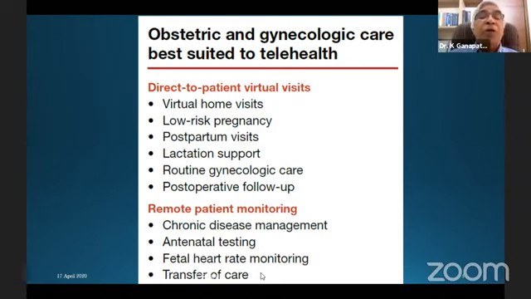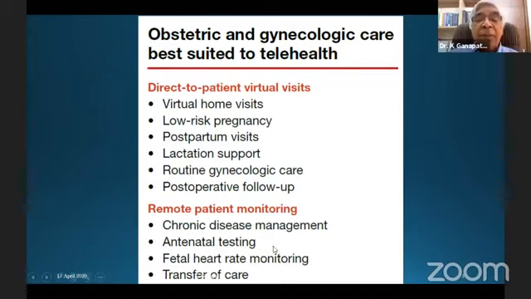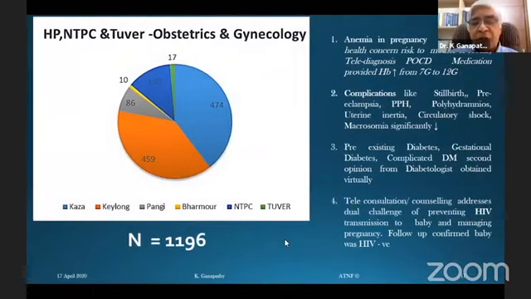This is a slide borrowed from the directives of the American College of Gynecologists, and the ACOG very strongly advocates telehealth. You can see here postpartum visits, lactation support, fetal heart monitoring. Today, a high-risk pregnancy, through the internet, we are able to diagnose, we are able to pick up fetal heart sounds, fetal Doppler, and so on. All this is available in India, though it is restricted, of course, at the moment to the bigger centers.